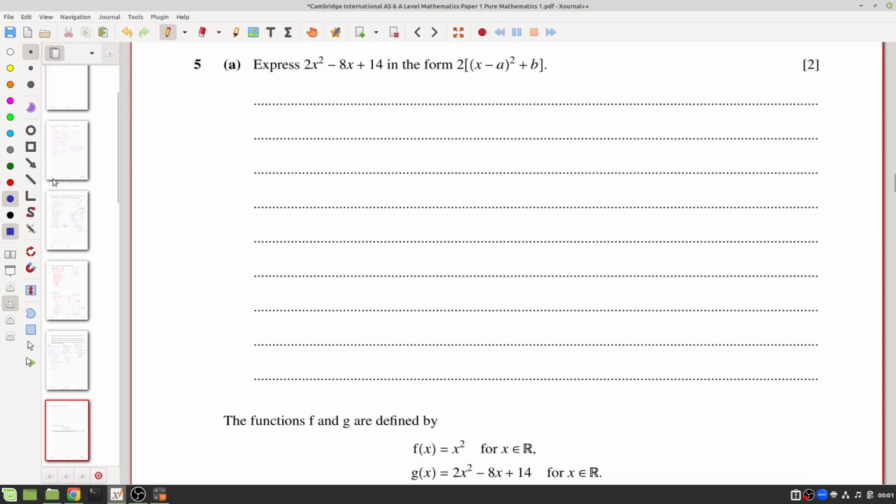Next question. So express this in that form. This looks kind of familiar. This is from completing the square. So we're going to say, let's go back to this color. So first, let's factor out a 2. And then what's left is x squared minus 4x plus 7. That's the first step in completing the square. We need to factor out the a, the thing in front of the x squared. So that gives us that.